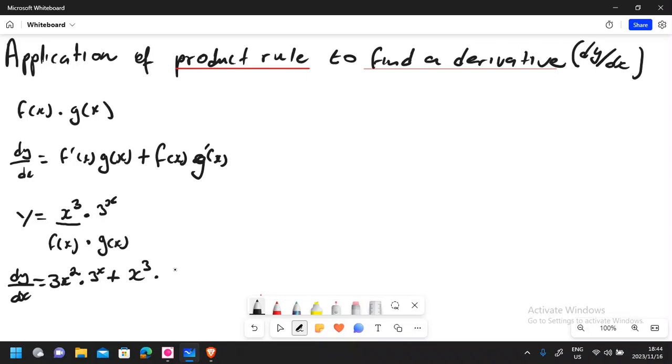So the g of x, when you derive it, remember this is gonna be 3 to the power of x, and then natural log, then 3. Basically this is it. That's it guys, there's nothing more to it. I hope you guys can see what is happening here.